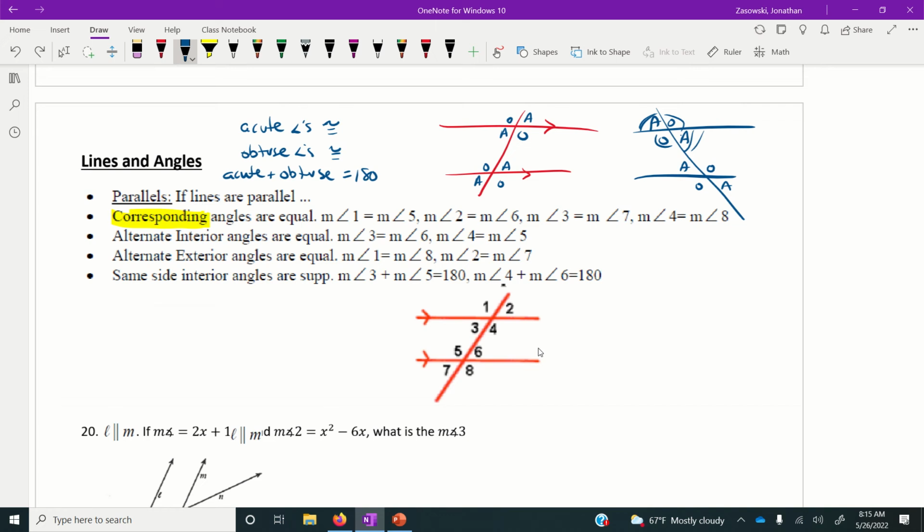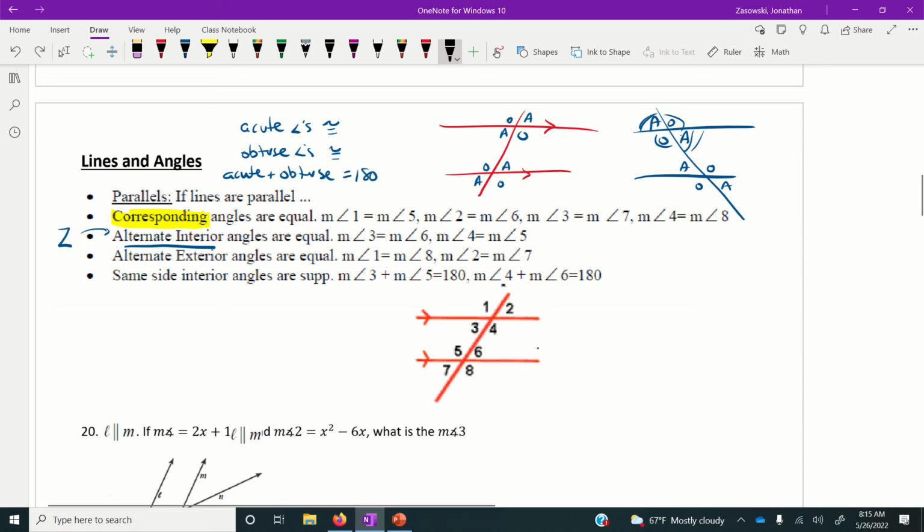So in the same position, top left, bottom right, top right. Those angles are equal. Notice, acute, obtuse, okay? They always match. Alternate interior. That makes our Z. That's the alternate interior. So if you can make a Z, all right, 3 and 6, alternate interior. And if we can make a Z go in this way, okay, 4 and 5, also alternate interior.